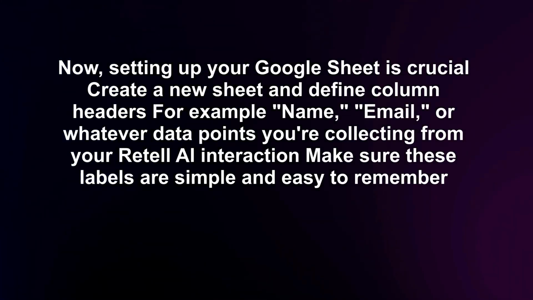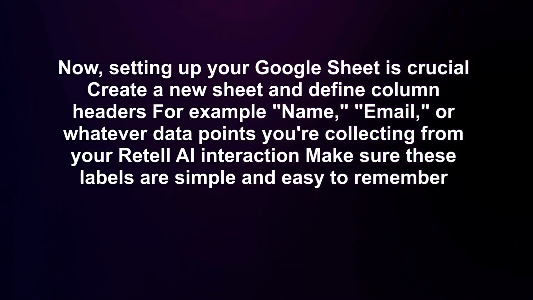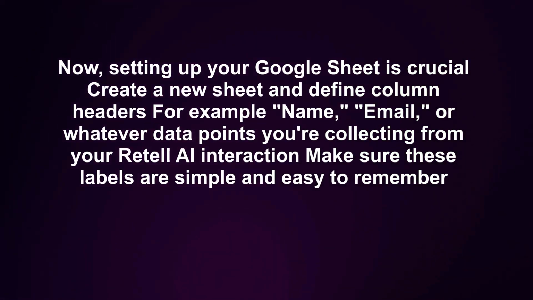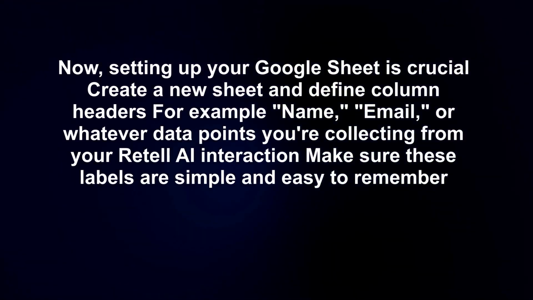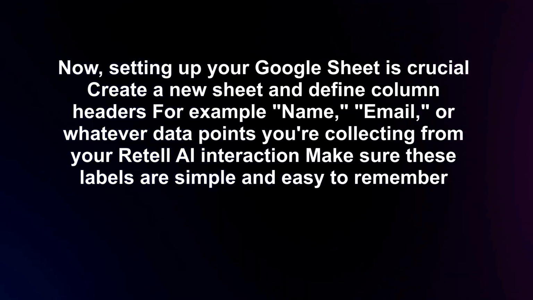Now, setting up your Google Sheet is crucial. Create a new sheet and define column headers, for example, name, email, or whatever data points you're collecting from your Retell AI interaction. Make sure these labels are simple and easy to remember.